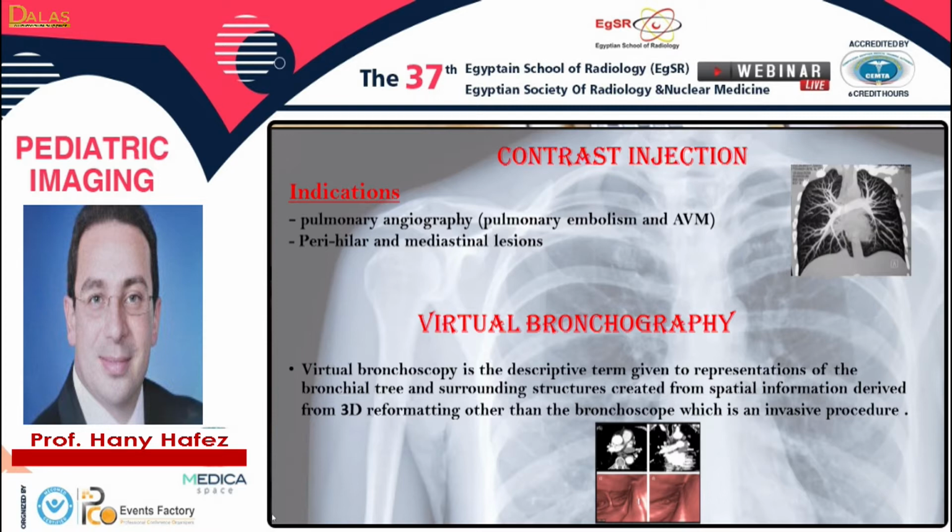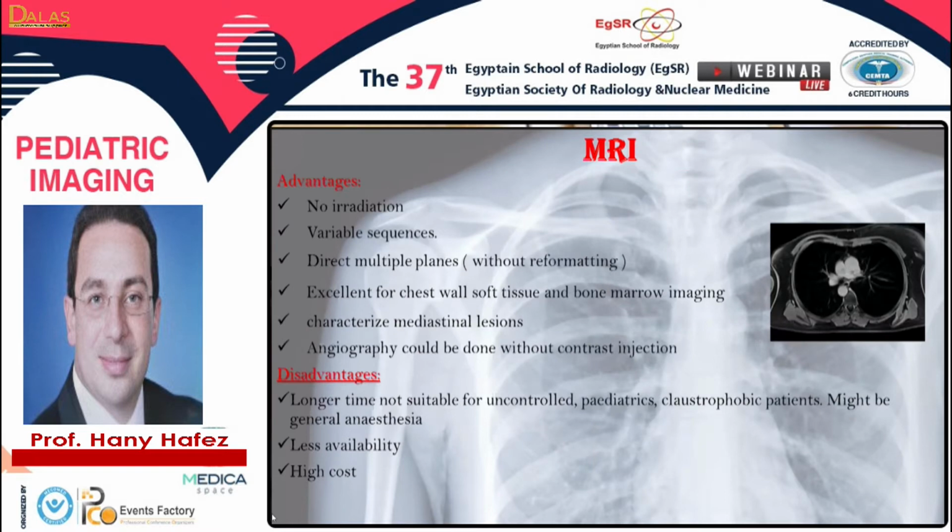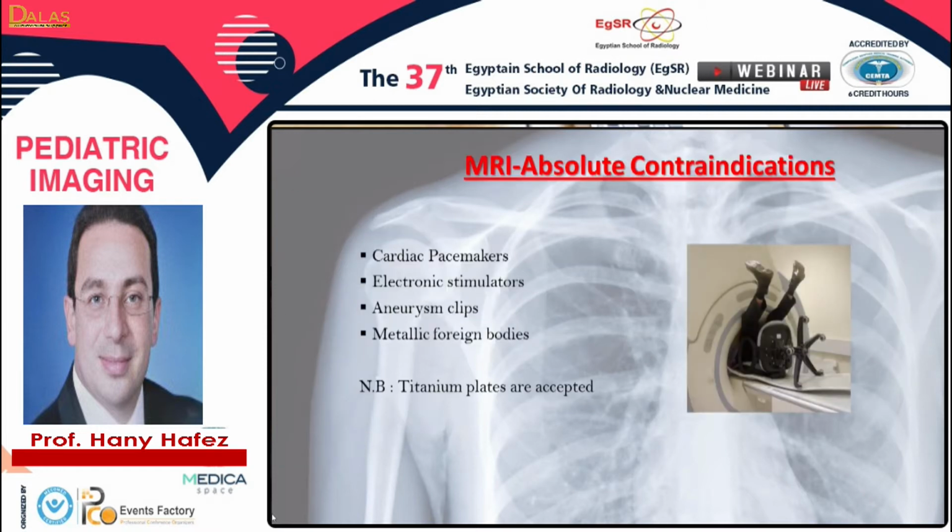MRI advantages: no irradiation, variable sequences, multiple planes, bone marrow imaging, and characterization of mediastinal lesions. The disadvantages are long scan times, which are difficult in claustrophobic patients, so we may need general anesthesia. Of course, less availability and high cost. Absolute contraindications of MR are becoming fewer now: cardiac pacemakers, electronic stimulators, aneurysm clips, and metallic foreign bodies. Now titanium plates are accepted in MRI.